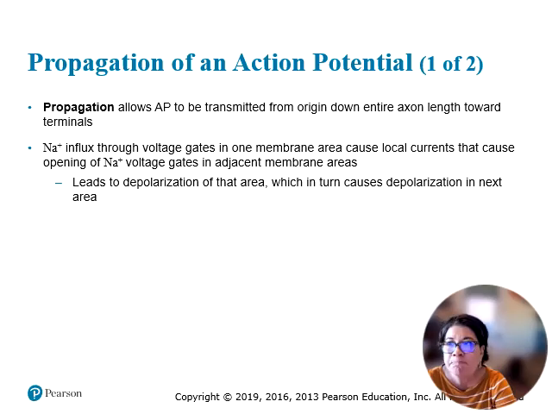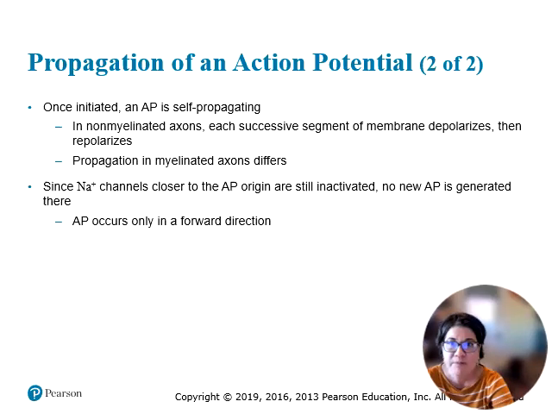Okay, so propagation is where this action potential is going to ripple down the whole axon. And so what we saw before of the sodiums coming in and the potassiums leaving and all that, that's going to ripple down and happen all throughout the axon. Okay, it's self-propagating. It's going to go on its own. It doesn't need anything to keep stimulating it. It's just going to keep happening.